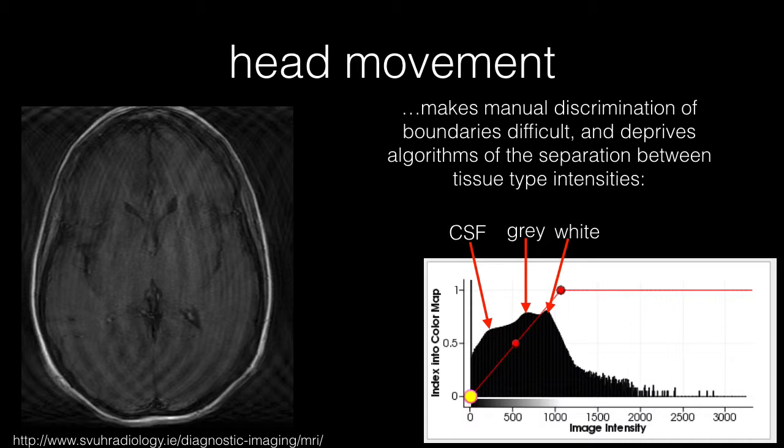The second methodological limitation I want to mention is also related to MR acquisition, and that's head movement. Even moderate amounts of gross head movement can introduce artifact and decrease the contrast among gray matter, white matter, and cerebrospinal fluid. And that makes discrimination of tissue boundaries difficult for the human visual system of any manual operators, and also for, of course, computer algorithms trying to use tissue contrast to find structural boundaries.